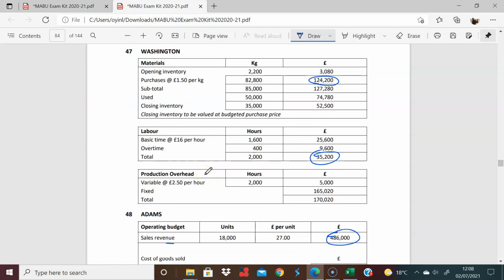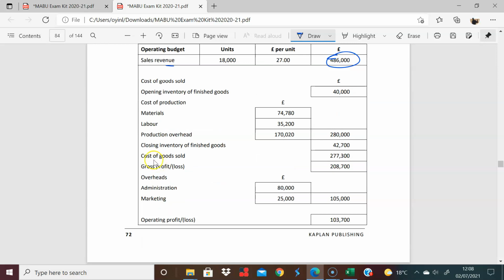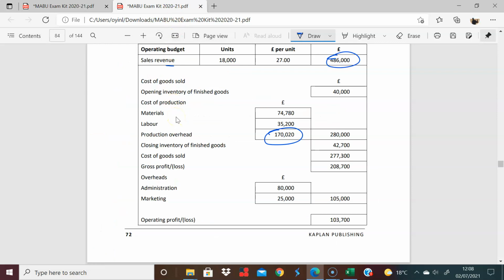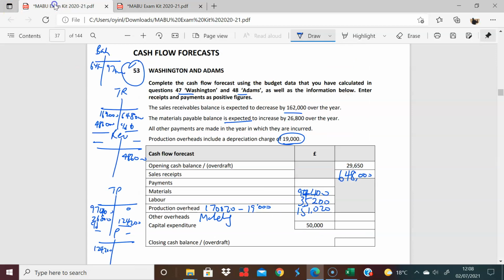So our production overhead here is 170,020, and we're told it includes this depreciation charge, which is not cash, because we're focused purely on cash. So 170,020 minus 19,000 is 151,020. And then my other overheads were to do with administration and marketing, those two, and that's 105,000. So let's add all that together and see what we have.